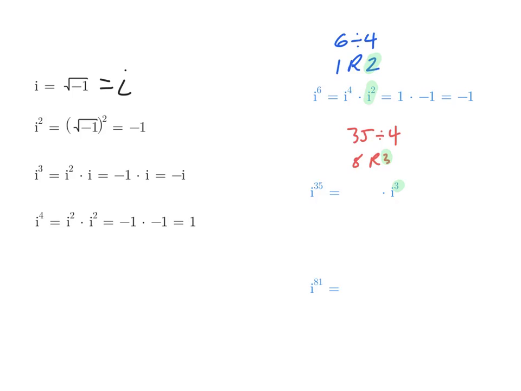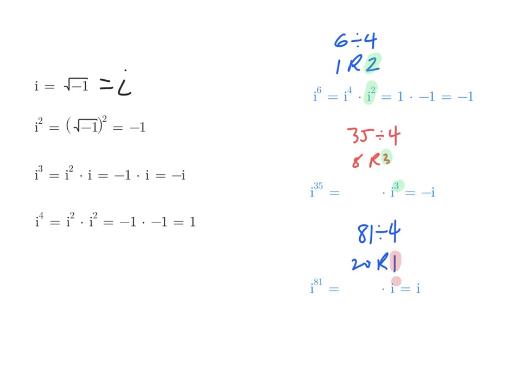Well, what is i to the third? Negative i. So i to the 35th is equal to negative i. Do the last one yourself. All right, what's 81 divided by 4? 20, remainder 1, which means it's i to the first, which is what? It's just i. One of the things that we don't do is write the square root of -1. We actually list it as i, since this is the power on i.